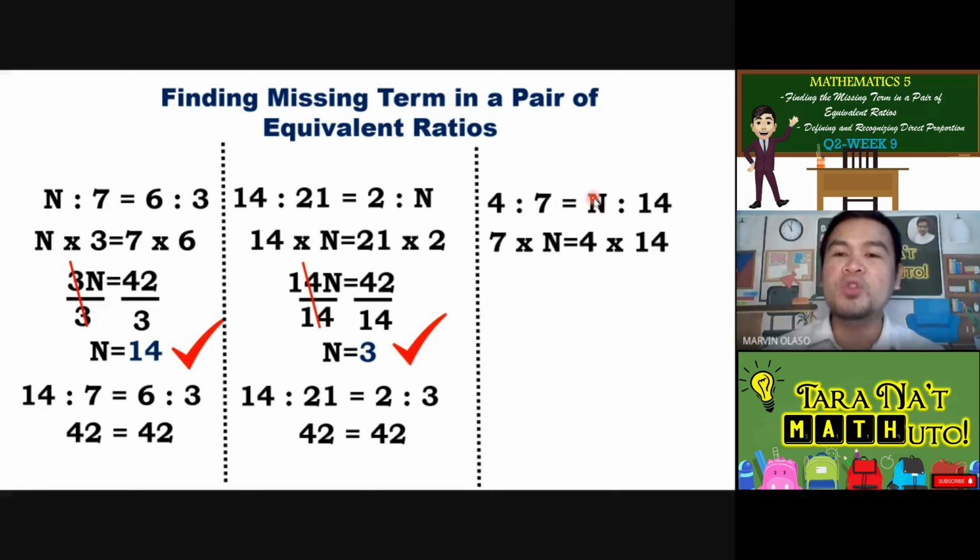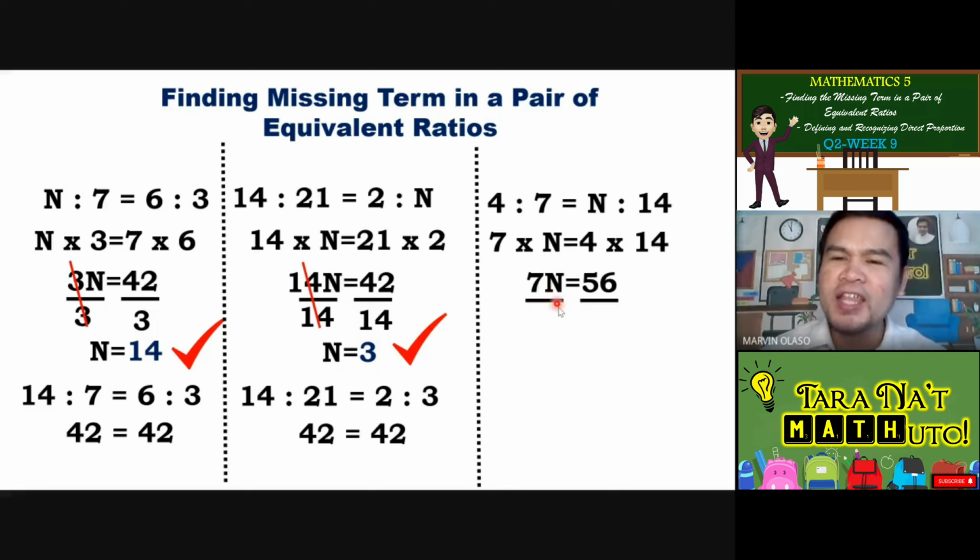Okay? Kasi nandun yung nawawala. 7 times n sa means. Then 4 times 14. Okay ba? Nakaka-follow? Okay. Let's multiply 7 times n. What's the answer? Very good. 7 times n. What about 4 times 14? Yes, it's 56. Okay. Ayan, 7. Paano mawawala yung 7? Anong gagawin natin? Very good. Divide natin.